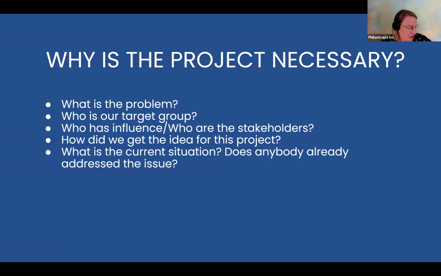What is the current situation? What has already been done? Who is doing it? How are they doing it? And does anybody address this issue?